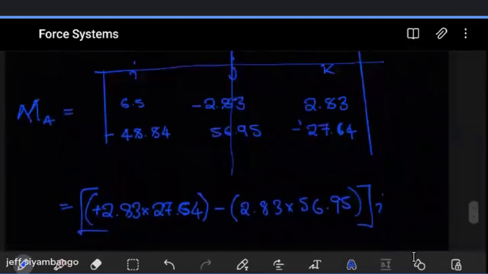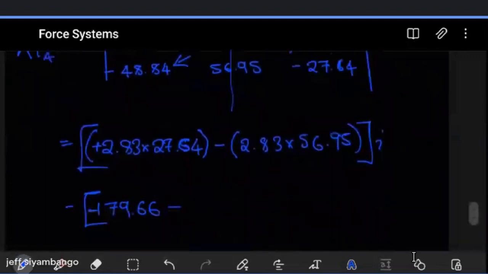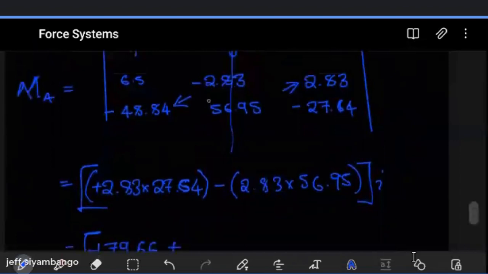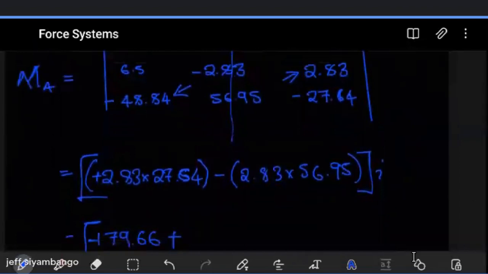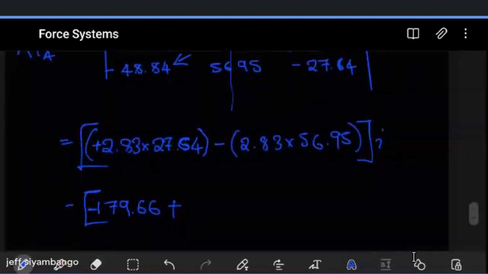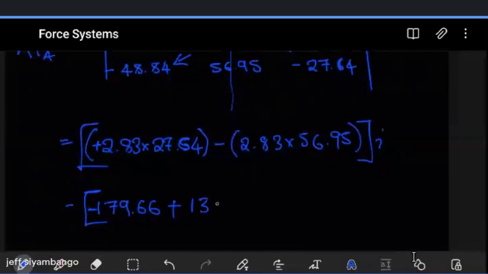Yes. Then minus the product of this and this, which is minus. So the minus here and the minus on the middle will make this a positive. So just multiply 2.83 by 48.84. What will we get? 138.22. And this has to be in the J direction.